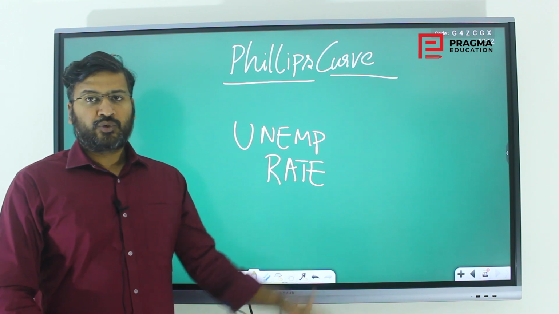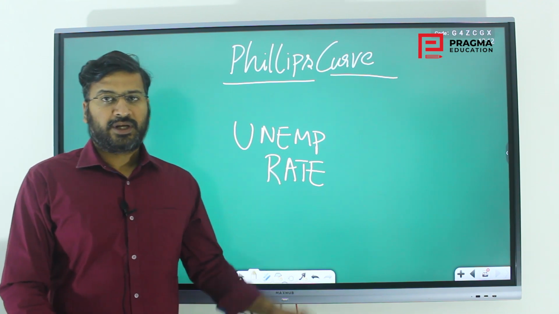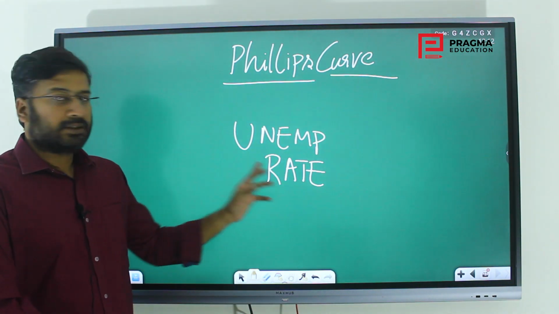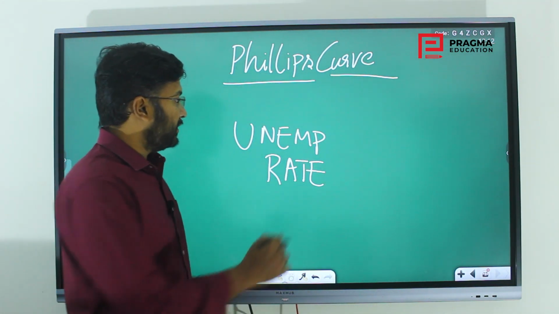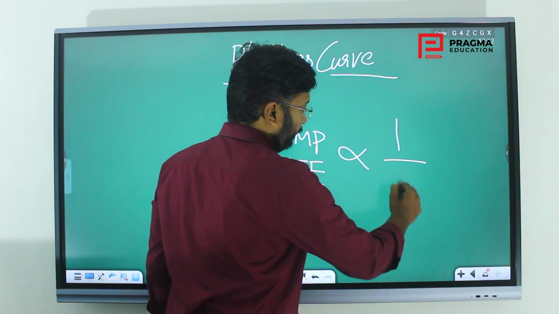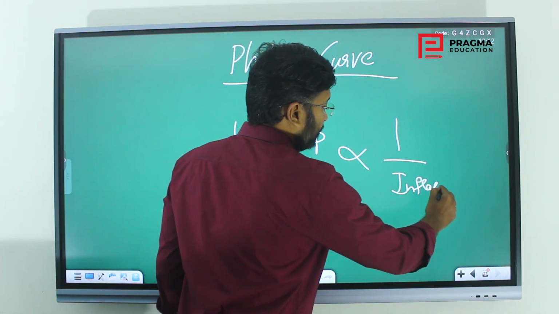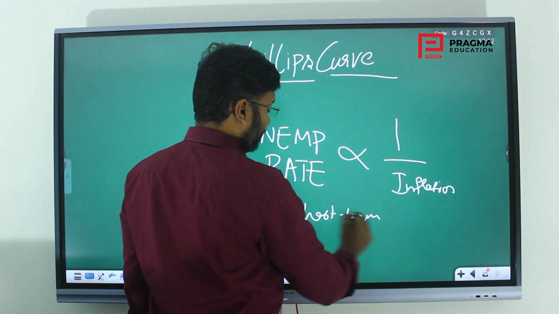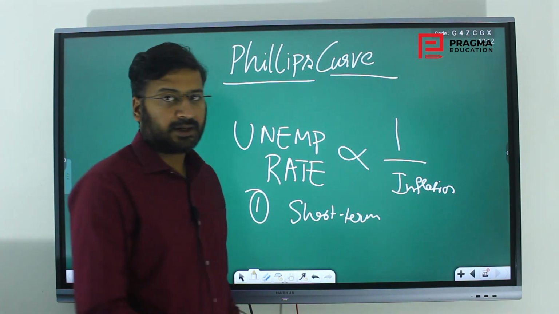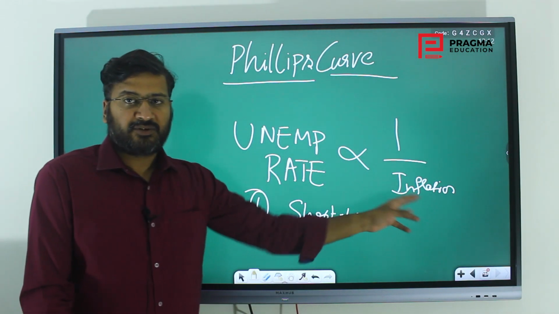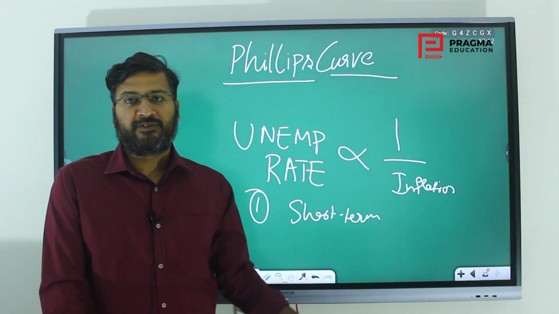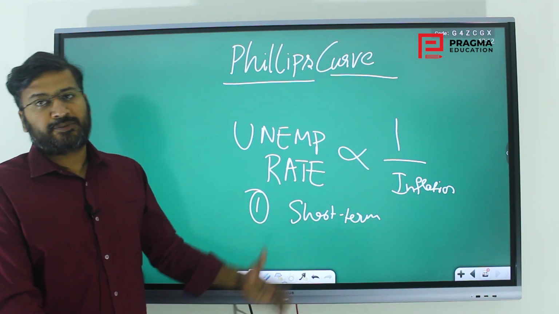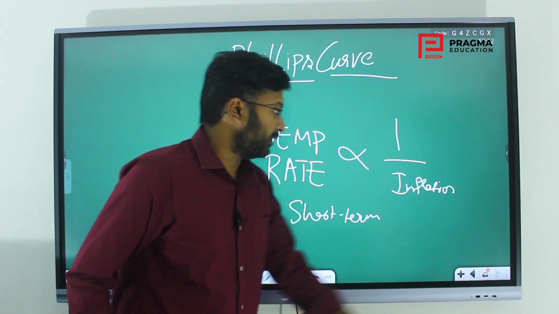imposes a very crucial challenge to the economies when they set out to fight to control inflation. Remember that the unemployment rate is inversely related to inflation, and this is only true in the short term. This is what Phillips curve says. This is the first point in Phillips curve, that this inverse relation between inflation and unemployment is only short-lived or only short term.